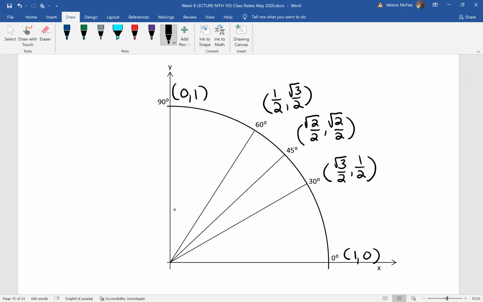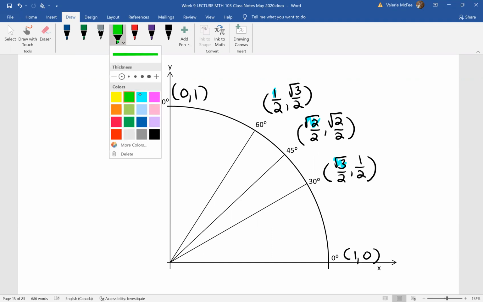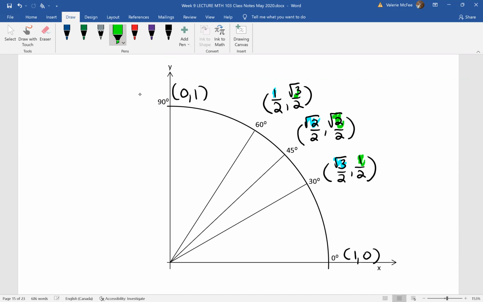There's an easy way to memorize these. If you look at the x values, we have 1, √2, √3 going down, and then going up in y, 1, √2, √3. And they're all over 2. So if you would prefer to memorize these points on a unit circle rather than the triangle, you can do so.